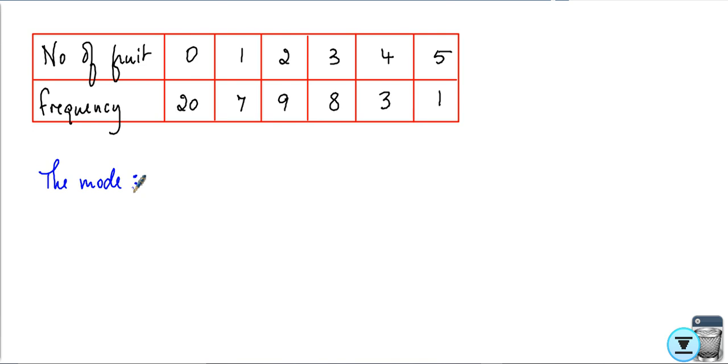Let's explain the table again. There were 20 students who get 0 fruit with them, 7 who get 1 fruit, 9 who get 2 fruits, 8 who get 3, 3 who get 4, and 1 student who gets 5 fruit with him. So the most common is that you choose a student, and the student will tell you, look, I've got no fruit, because there were 20 of those. So the mode is 0 fruit.